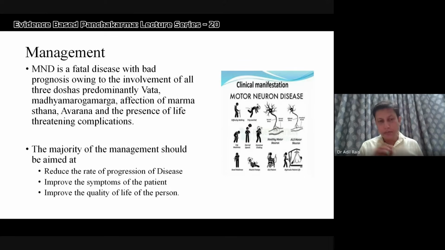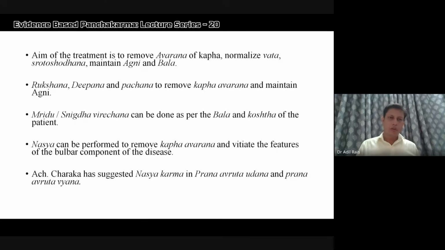Now, the main stress we can give is to improve the quality of life of that person. For example, if a person is always dependent on two people for small bits of action, daily routine activities, he's very clearly dependent on one or two people around him or his family members. That in itself is a very depressing condition. So if we can improve the quality of life and make him more independent, then it would be a very big achievement. So the aim of the treatment is to remove the Avran of Kaph, normalize Vayu, Srotoshodhan, and maintain Agni and Bala.